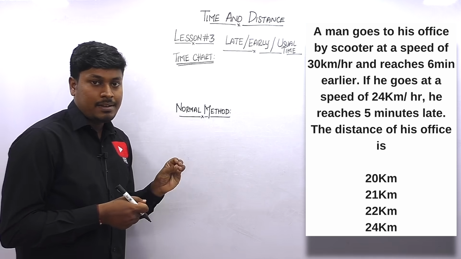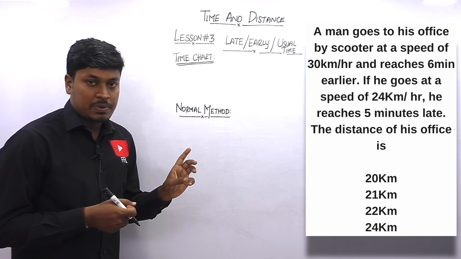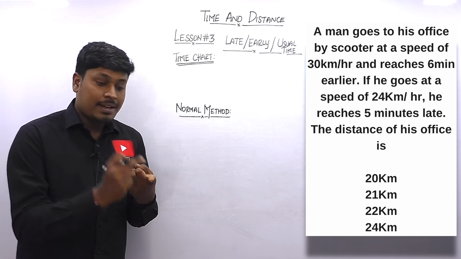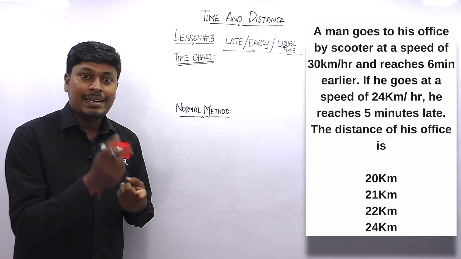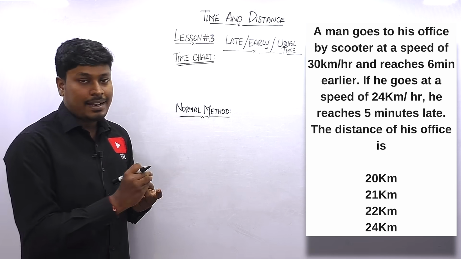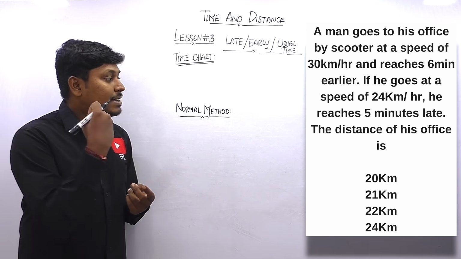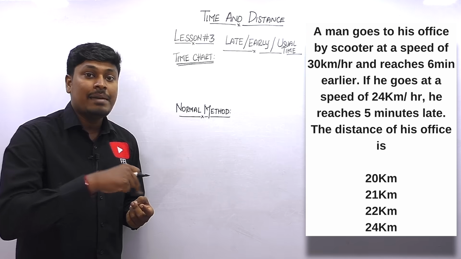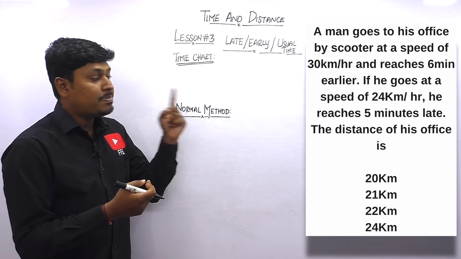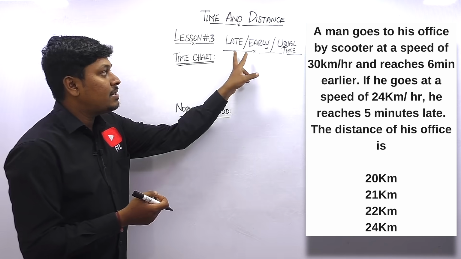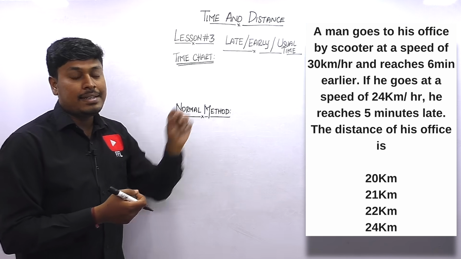So what they are saying: a man is going to his office by a scooter and initially his speed was 30 km per hour. If he runs the scooter at 30 km per hour, then he reaches the office 6 minutes earlier. And the second condition, in case he goes at a speed of 24 km per hour, then he reaches the office 5 minutes late. So the first speed is early and the second speed is late. So this question comes under the logic called late and early.